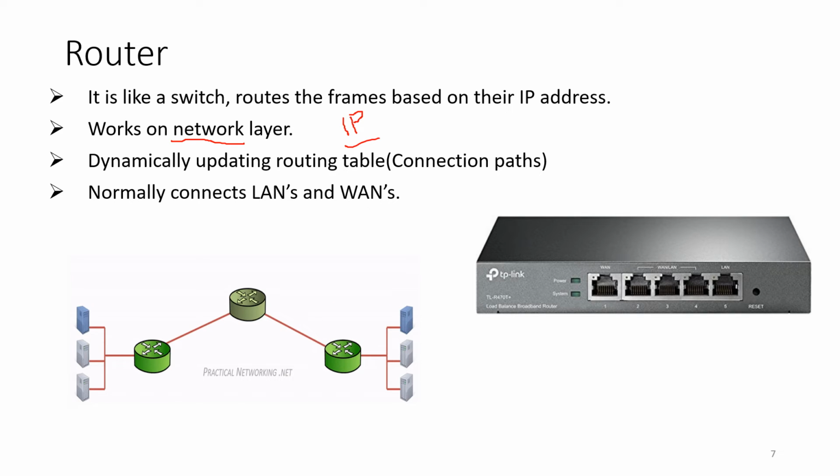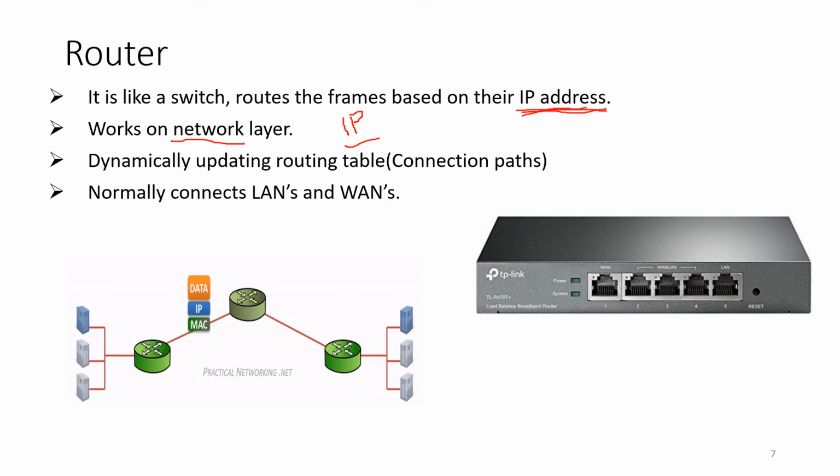It has to look into the network layer data as well. It has to receive the data and unpack it until the network layer to see the IP address. Depending on the IP address, it will switch the routing. Like a switch, it routes the frames, but not based on the MAC address, based on the IP address. It will decide to which port it has to be routed.